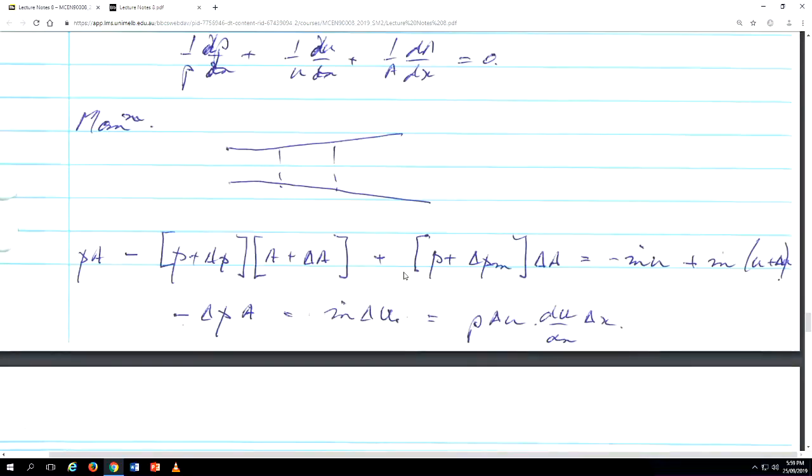So on this face here, the force in the x direction is P times A. What is the force in the x direction on the control volume here? Well, it's minus because the force is acting in the minus x direction. The pressure acts normally, and it's acting in this way on this face. So it's minus P plus delta P, and the area is now A plus delta A. Is that all there is for the control volume?